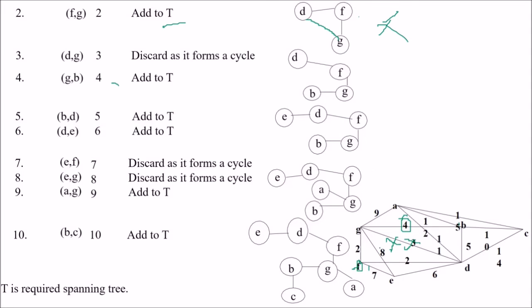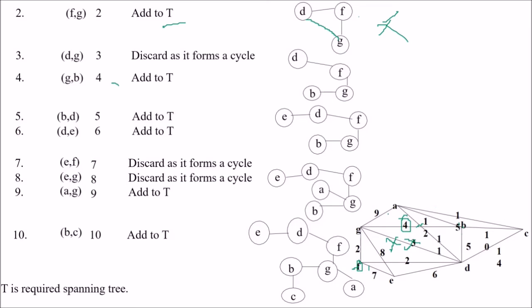Next is BD. Since we have added B to the tree, we have to connect B with D, that is this one. Let us take this cost 5. So we add BD to the tree because it will not create any cycle.